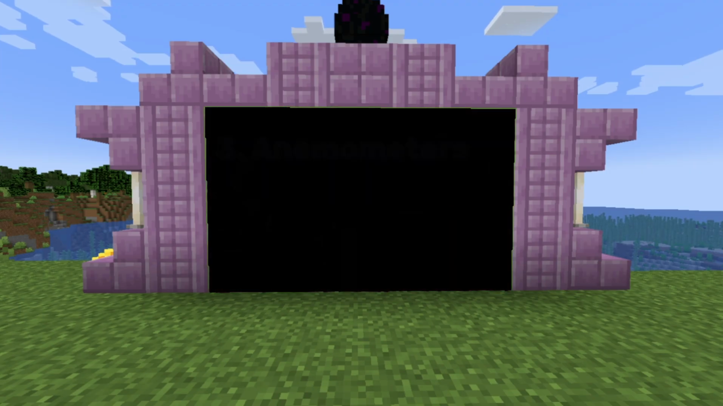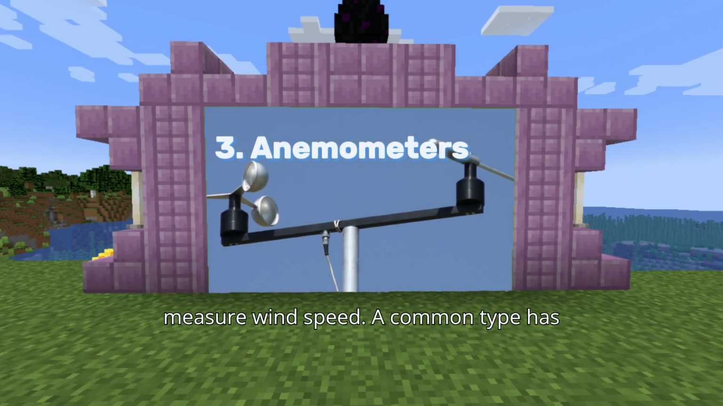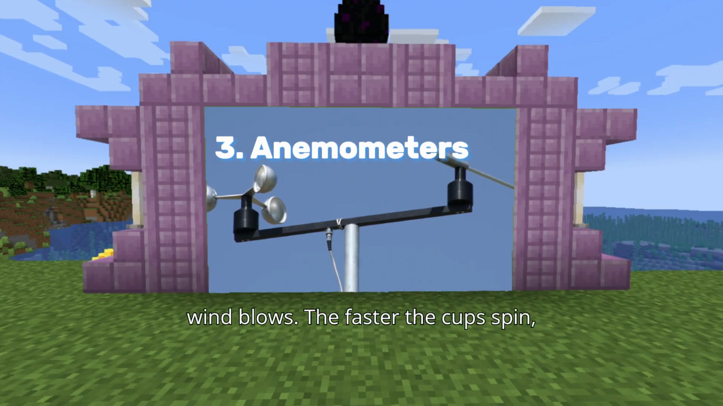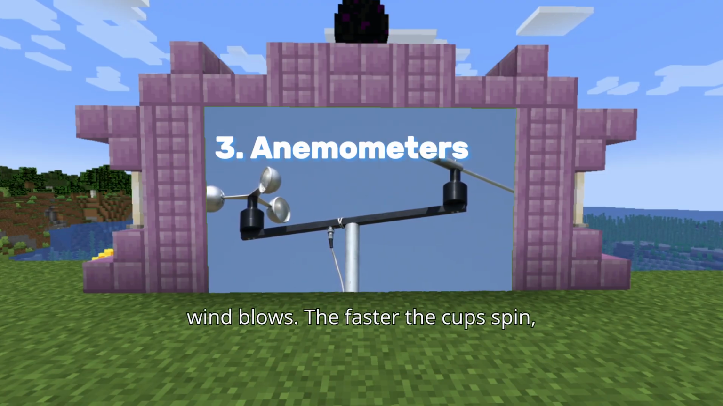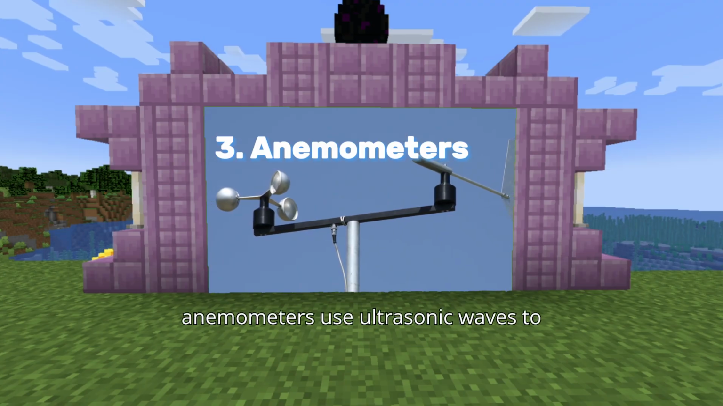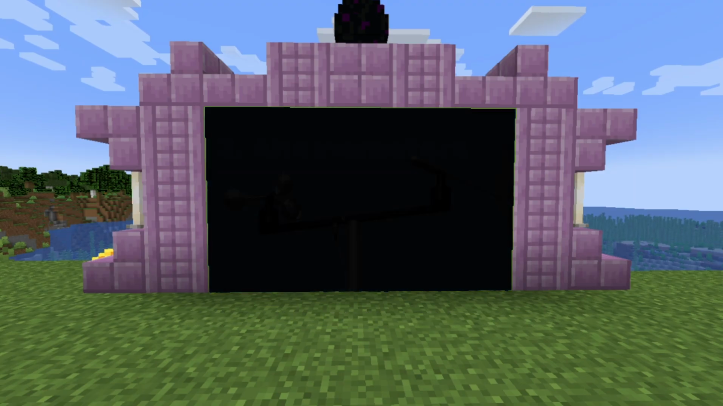the deciding factor. Anemometers. An anemometer is used to measure wind speed. A common type has 3 or 4 cups that spin when the wind blows. The faster the cups spin, the stronger the wind. Some modern anemometers use ultrasonic waves to measure wind speed more precisely.